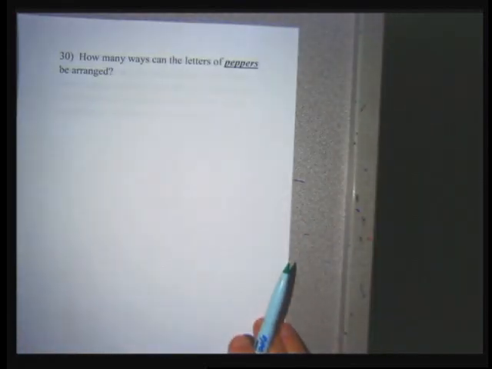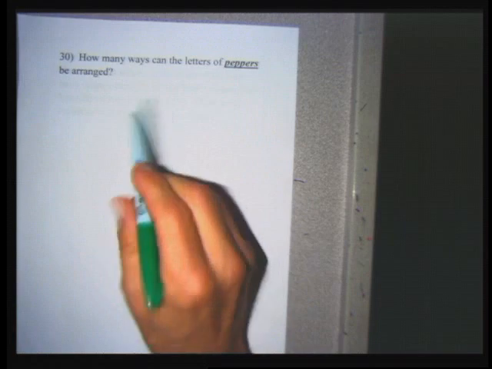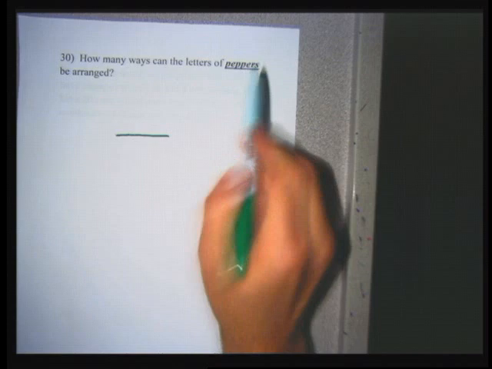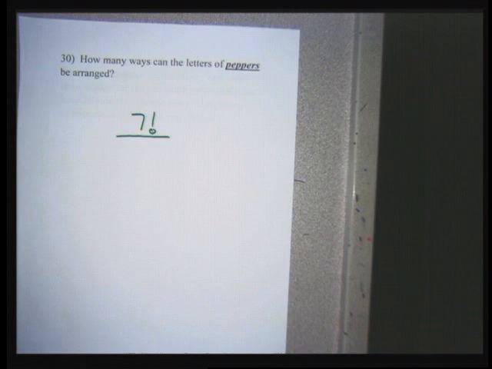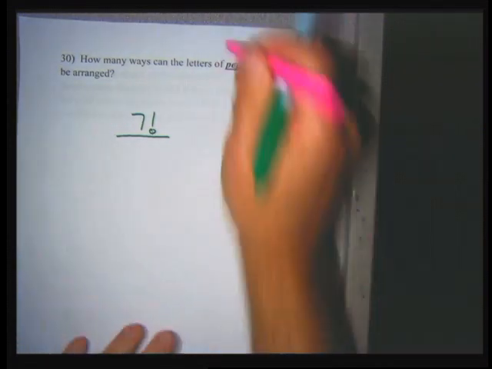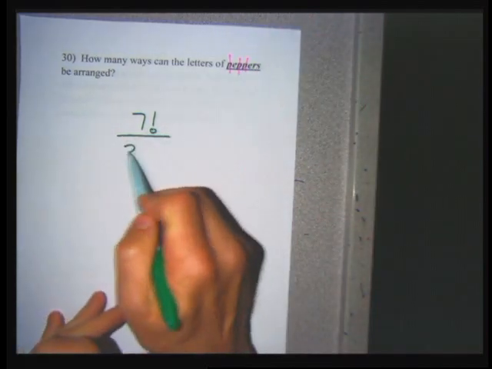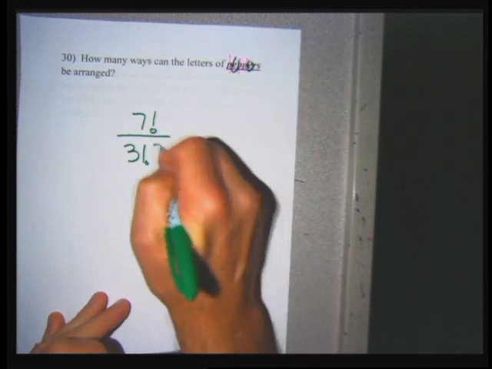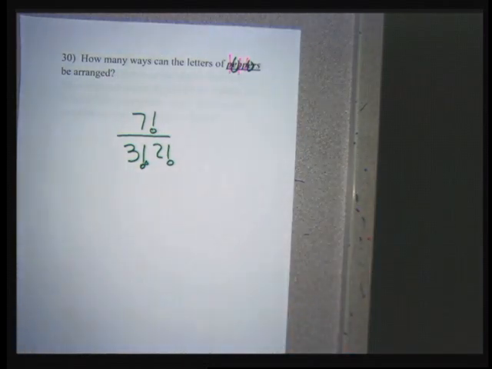Peppers. How many letters are in peppers, and then how many duplicates are there? So for this kind of permutation problem, we form a fraction. The numerator gets the number of letters factorial. So there's 1, 2, 3, 4, 5, 6, 7 letters in peppers. So I get a 7 factorial. The denominator gets a factorial for each duplicate letter. For the p's, there's 3 of them. The denominator is going to get a 3 factorial. For the e's, there's 2 of them. The denominator is going to get a 2 factorial. There's only one r and one s, so I don't get a factorial for either of those.